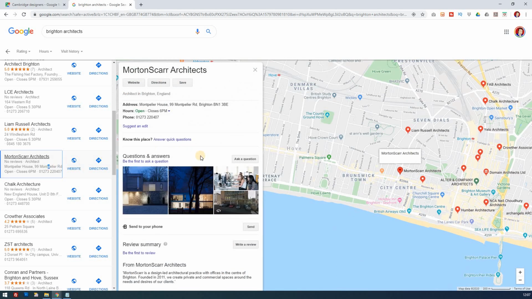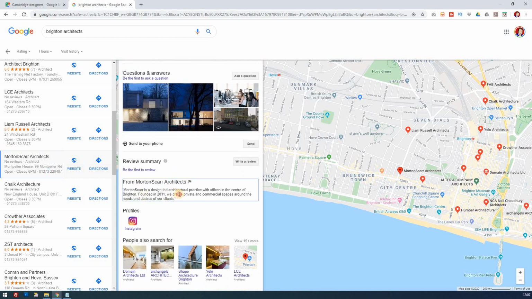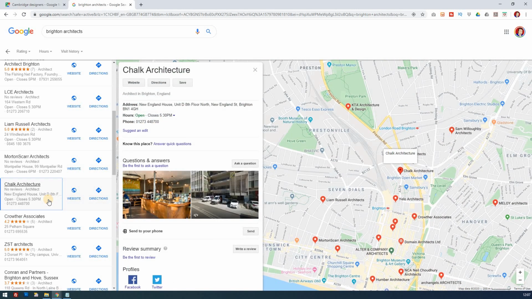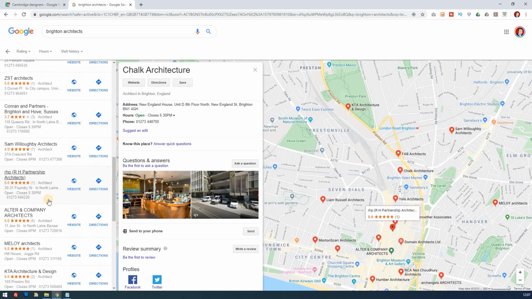Let's just take this one as well. Again, similar, but this is owned because it says suggest an edit, and you've got some information here, which is good as well. But no reviews, so it'd be worth getting some reviews on here. In a similar way, this has no reviews either, which we just looked at a minute ago.